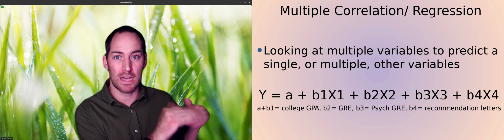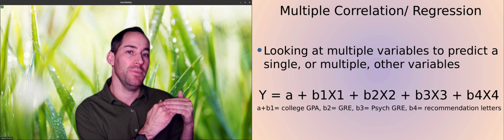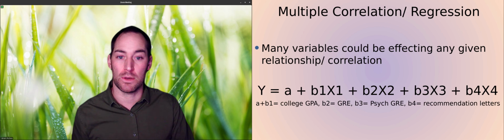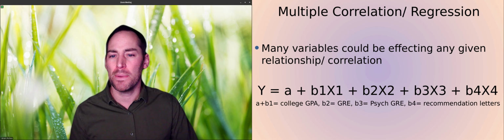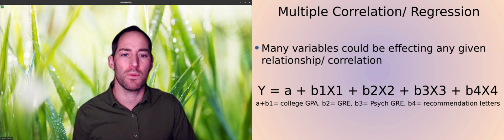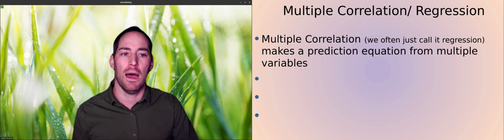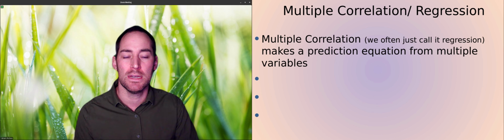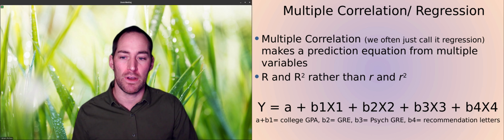So anyone who doesn't get over the bar of this regression equation gets their rejection letter pretty quickly. But there could be other variables affecting this relationship. We call multiple correlation also multiple regression. It's making predictions from multiple variables.